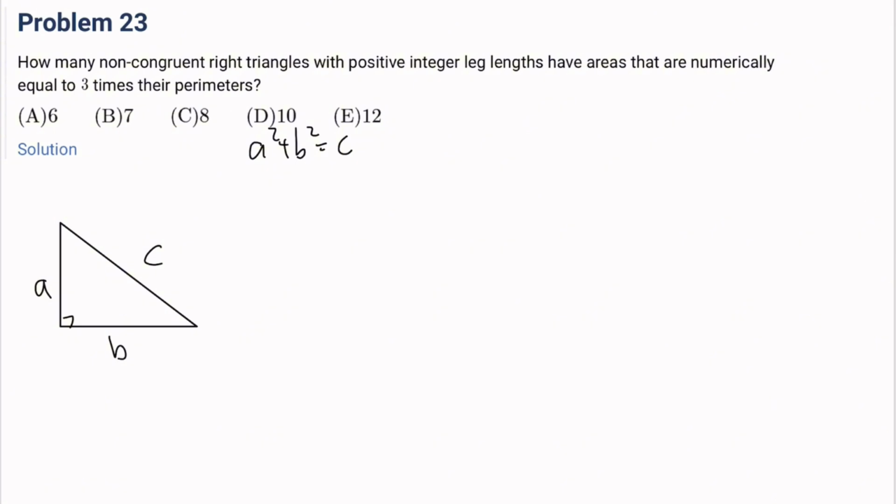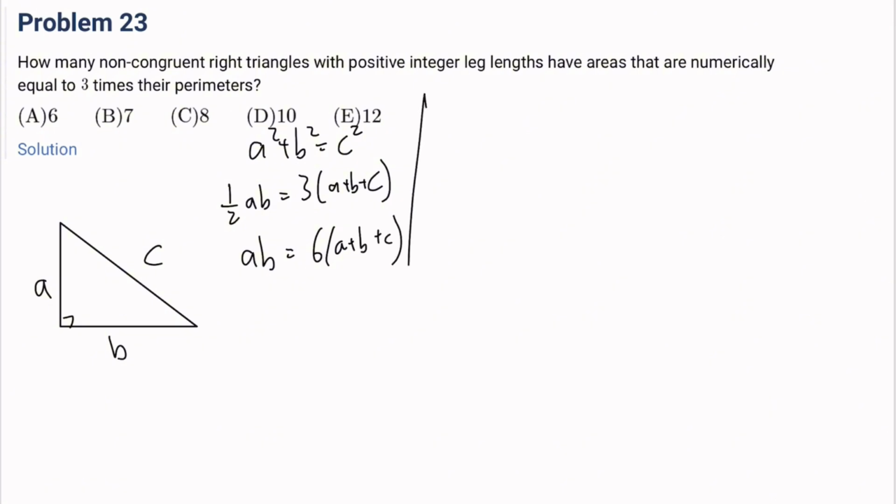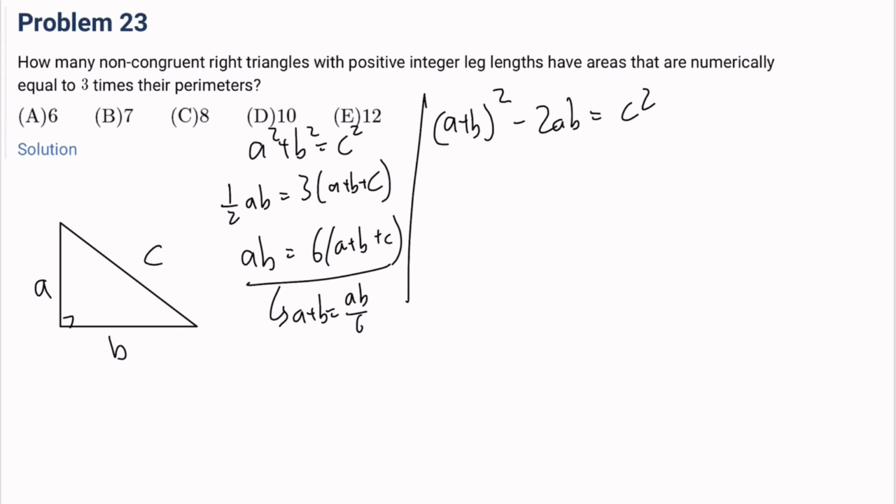And since the area is equal to 3 times the perimeter, that means half of AB is equal to 3 times (A plus B plus C). So that means AB equals 6(A plus B plus C). And so using this one, A squared plus B squared is equal to (A plus B) squared minus 2AB, so this is equal to C squared. And from here we get that A plus B equals AB over 6 minus C.